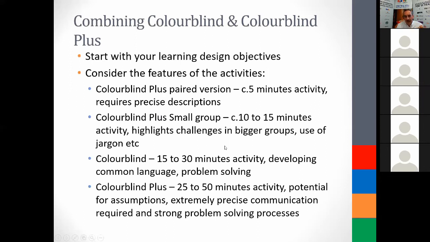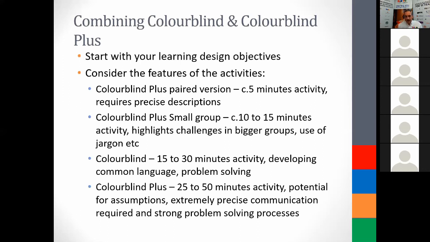So if you're looking at any kind of aspect of moving from small group, maybe even individual working, to small team working, maybe just doing these 2 activities gives you 20 minutes of really useful behavioural information to work with. Next, longest and next most difficult is running the full Colourblind activity. As I say, it's about developing common language, problem solving, maybe up to half an hour.